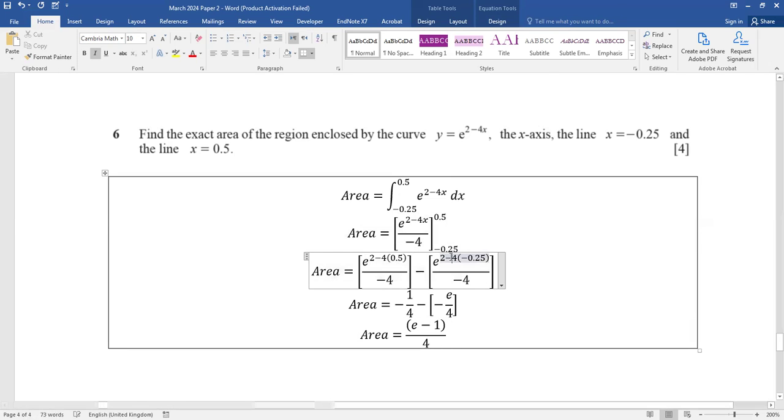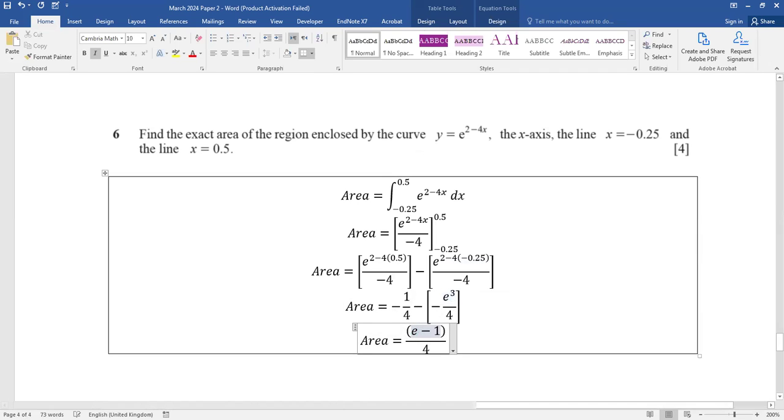On this right, 2 minus 4x, minus 1 becomes plus, so this will be cube. Another mistake, use your calculator whenever needed.